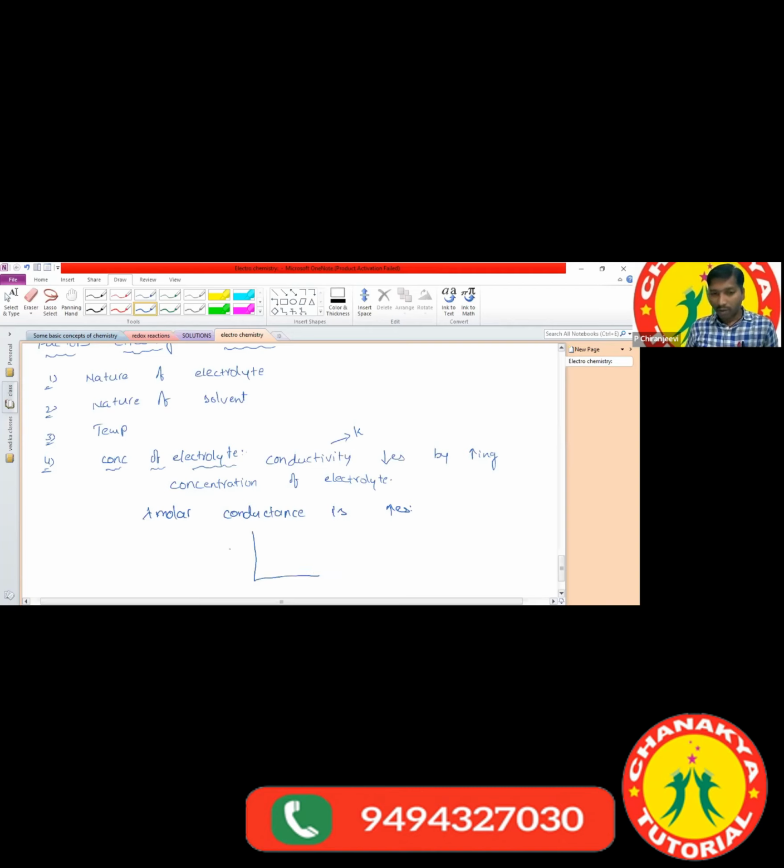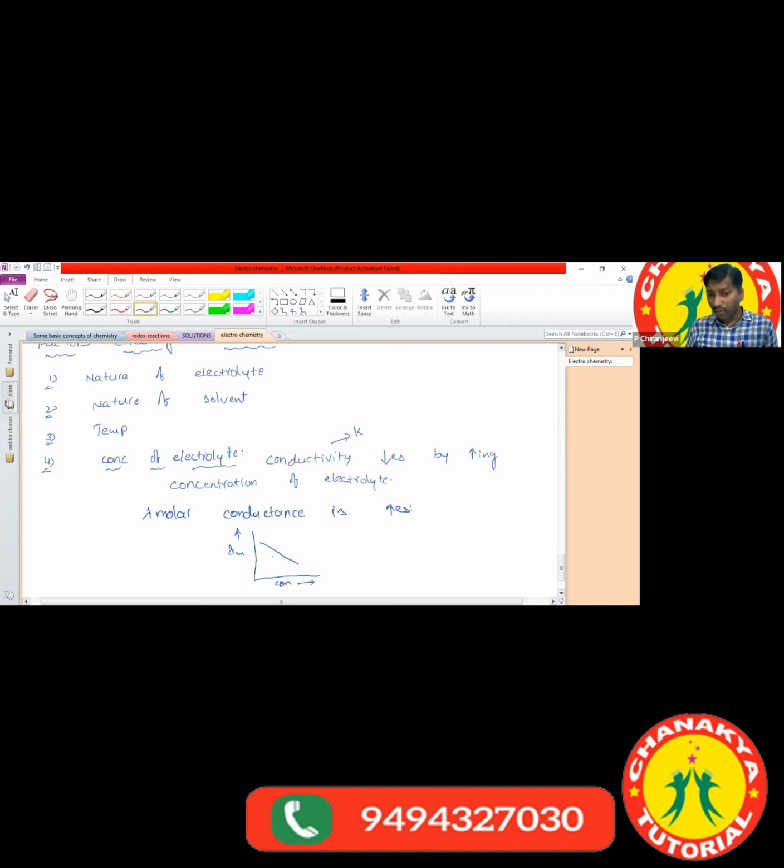Here, molar conductance and concentration. Let us see in this one: if the concentration increases, the conductivity and molar conductance will show a gradual decrease. On this side, concentration is increasing, and on this side, molar concentration is increasing. Actually you will get a graph like this, gradual like it will be here.